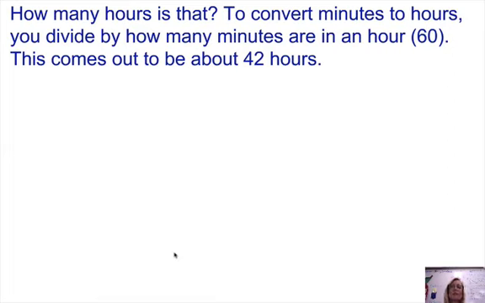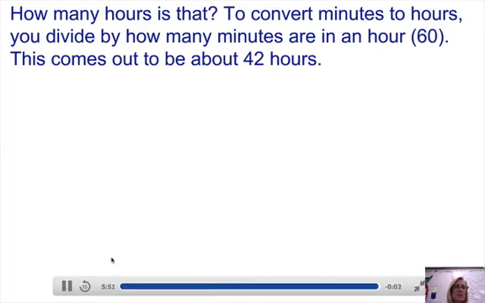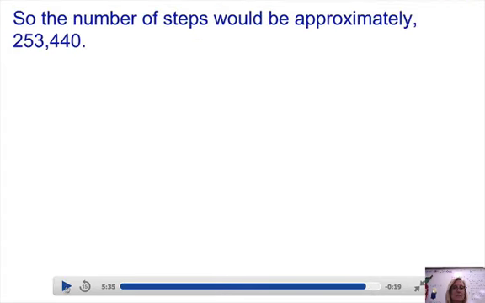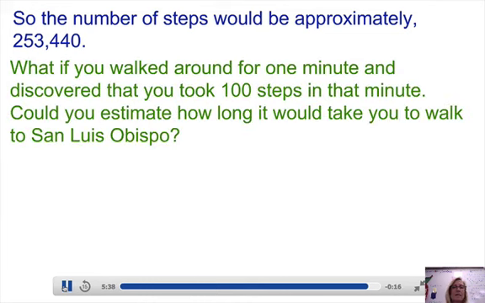To convert minutes, oops, I think I skipped a step. Yes, I think I did. So I would take that number, 253,440, and I would divide it by 100.